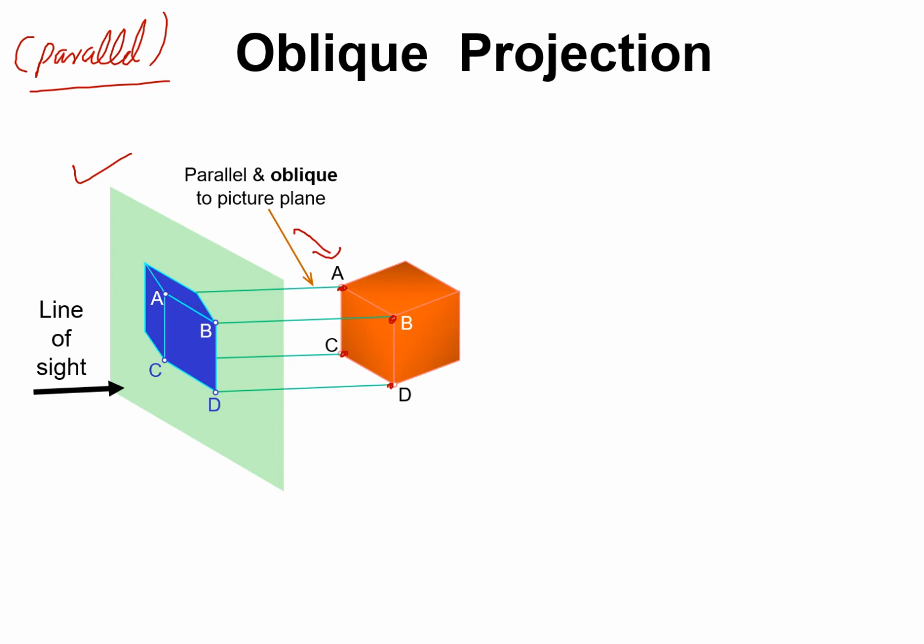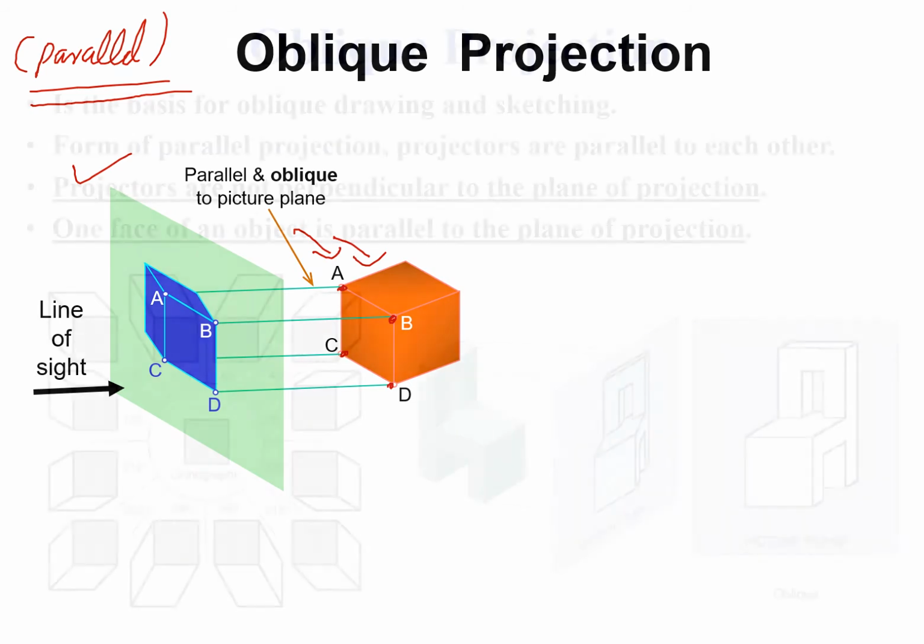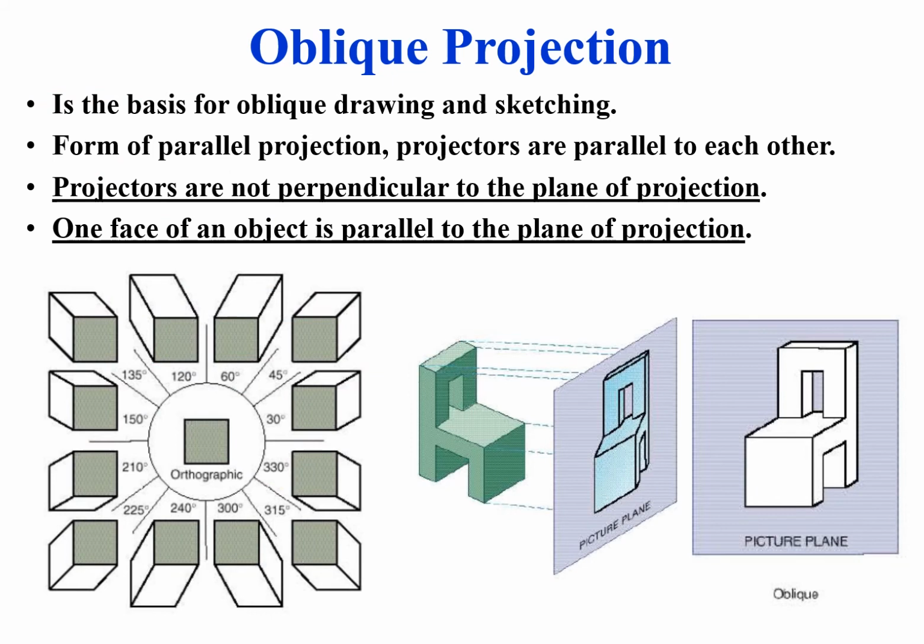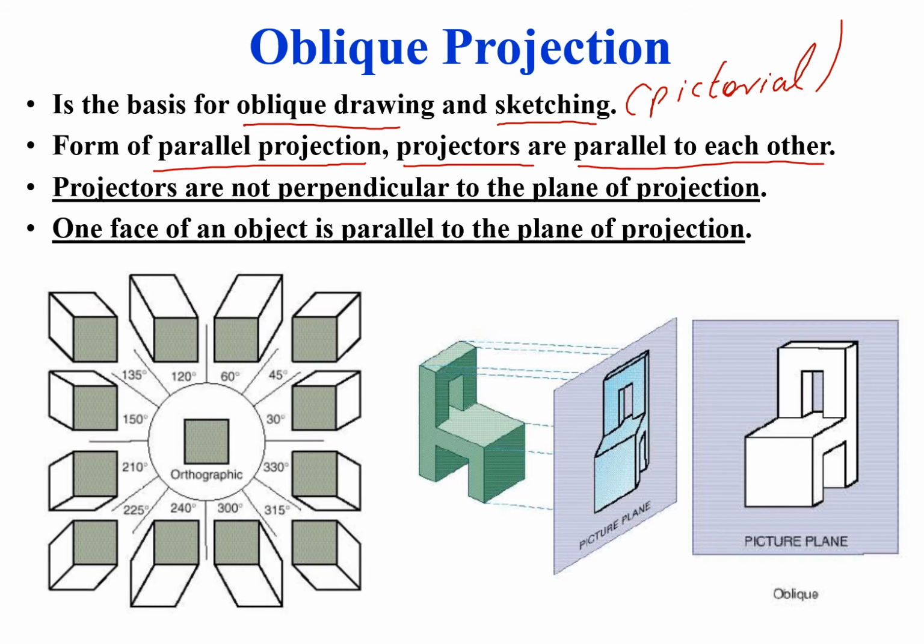And again, oblique projection is a part of the parallel projection technique. In this technique, we slide our object a bit so that the lines of sight and the plane of projection do not make a 90-degree angle with each other. So again, oblique projection is the basis for oblique drawings and sketching, and they can be used to draw pictorial views.